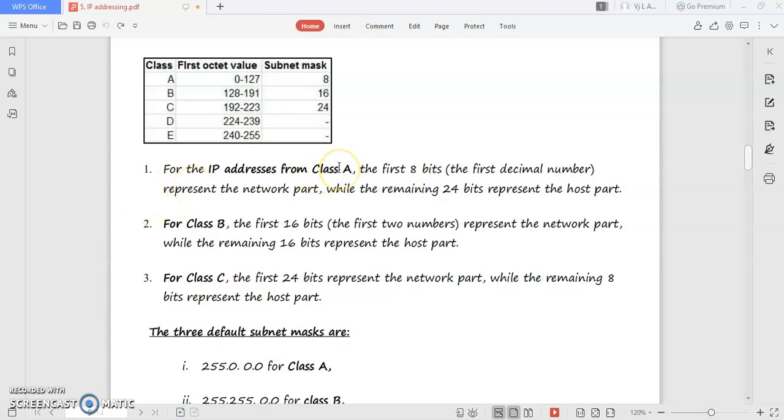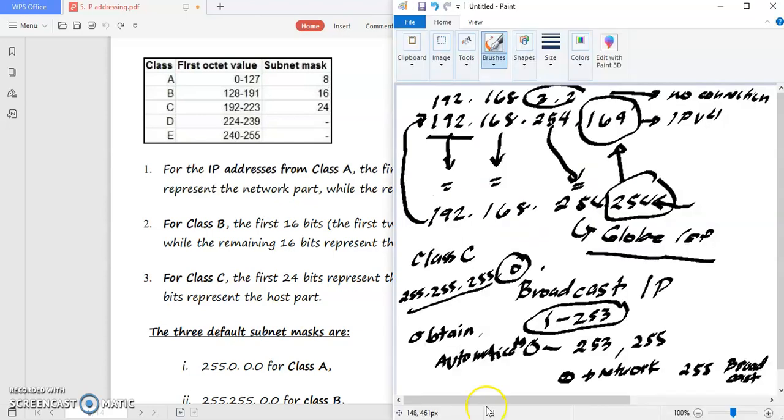For an IP address from class A, the first 8 bits, the first decimal number, represent the network part. So, what is it? The first 8. While the remaining 24 bits represent the host part. Okay? Then there is the subnet mask.